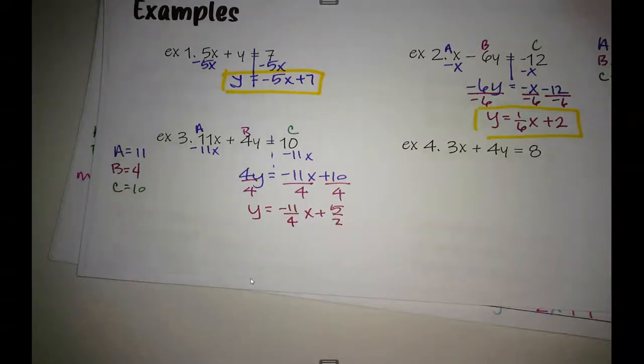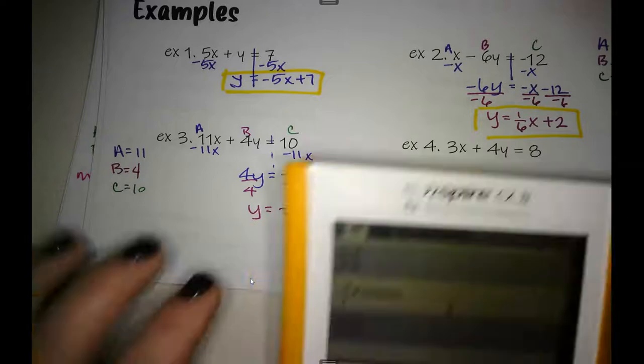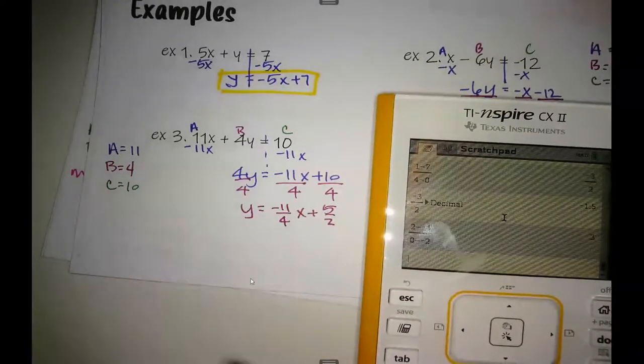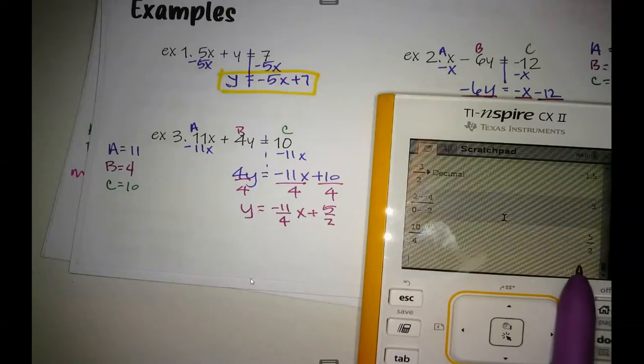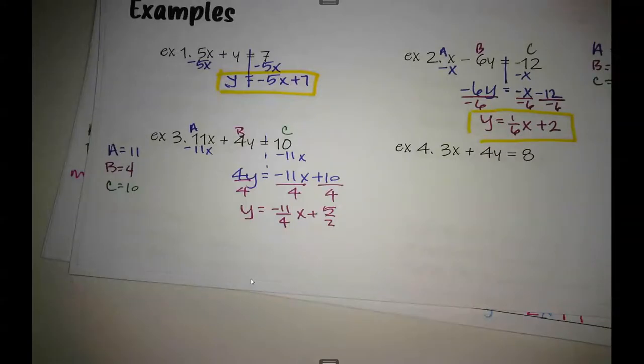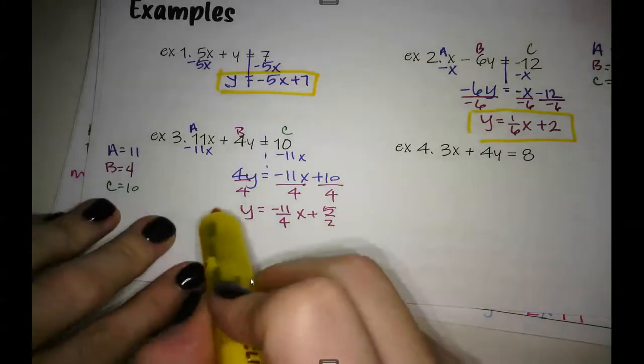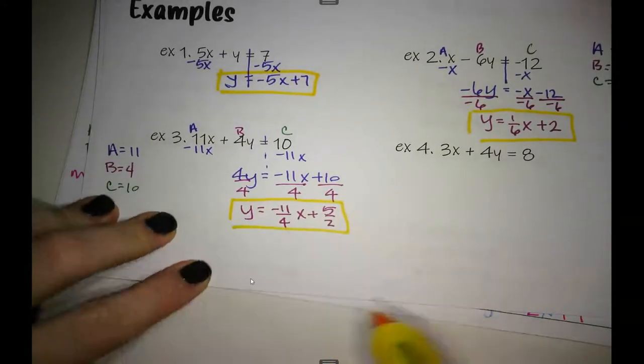I told you I wanted these fractions to be left and don't give me a decimal number. So if you don't remember how to reduce your fraction, your calculator will do it for you. I got 10 divided by 4 on my calculator and it spits out 5 over 2. That is the reduced fraction for 10 over 4. So this is my slope-intercept form.